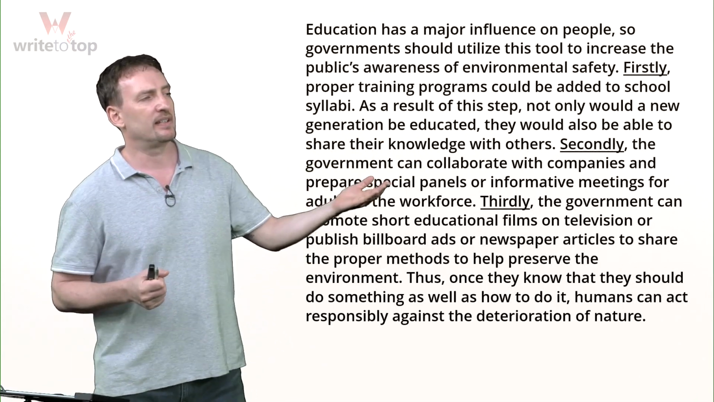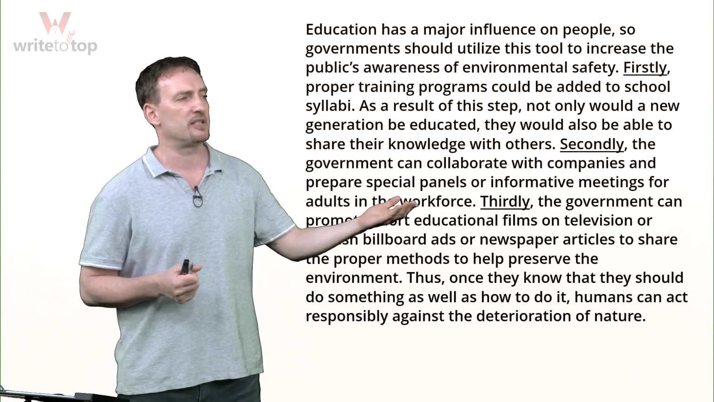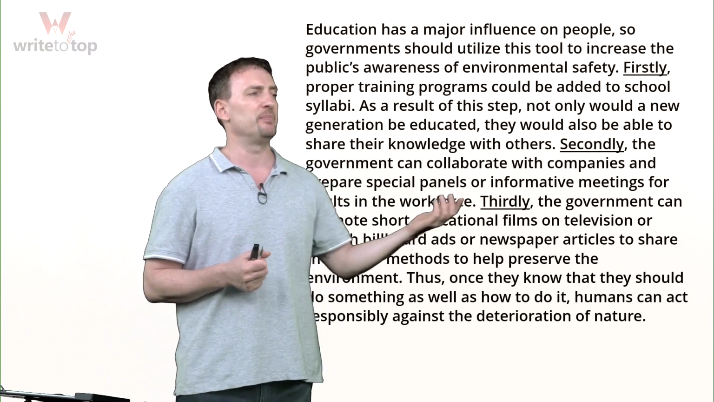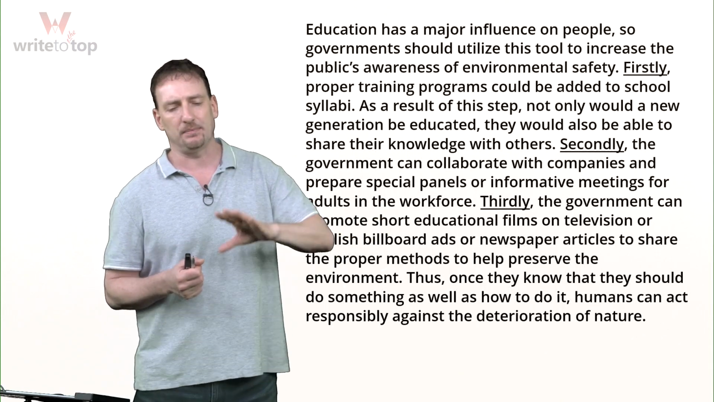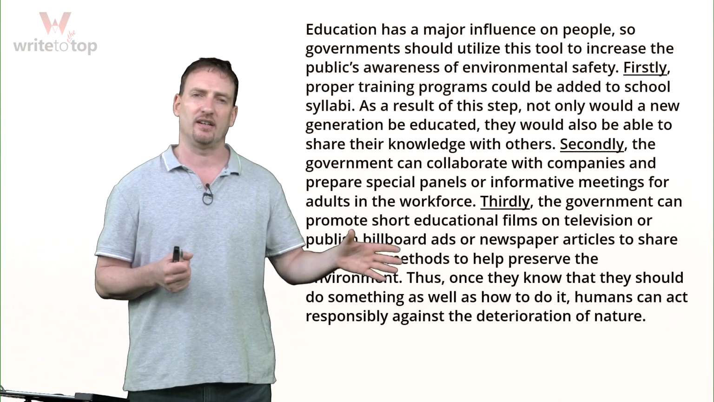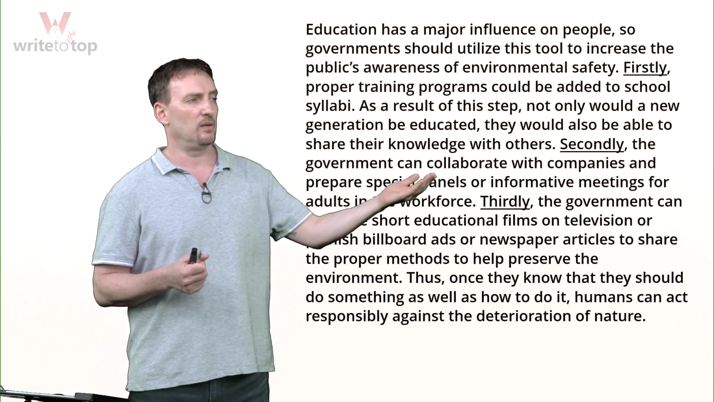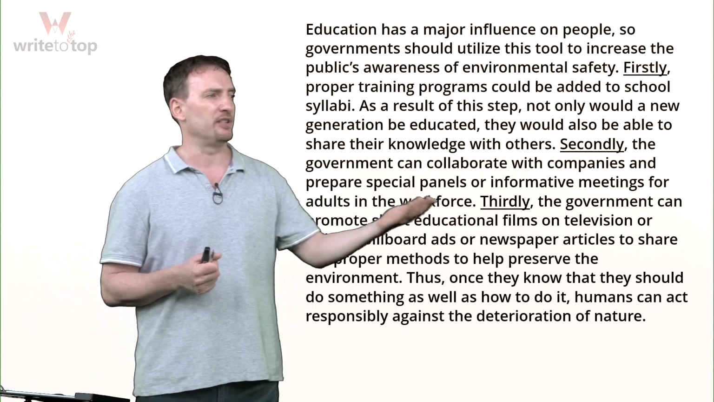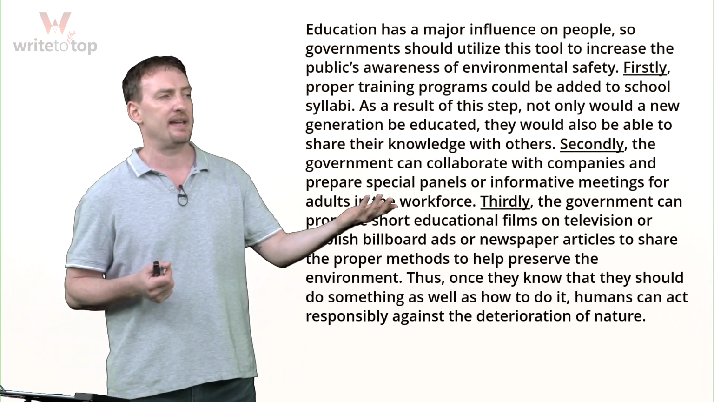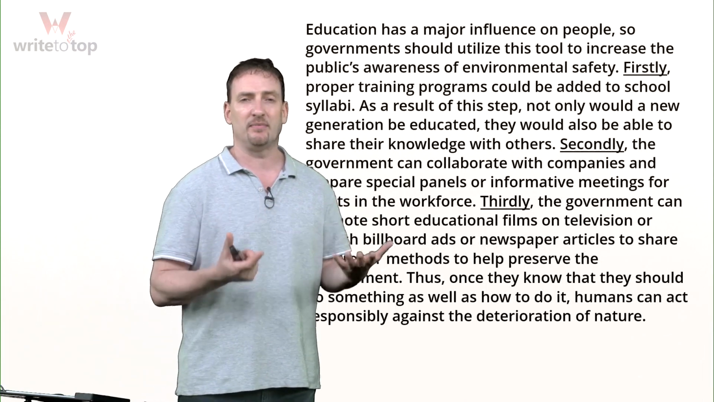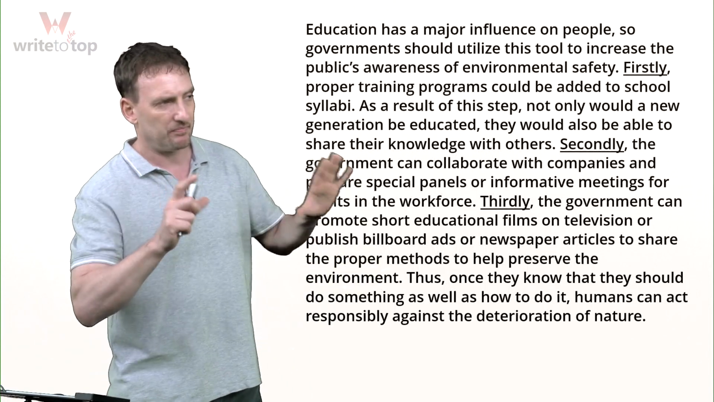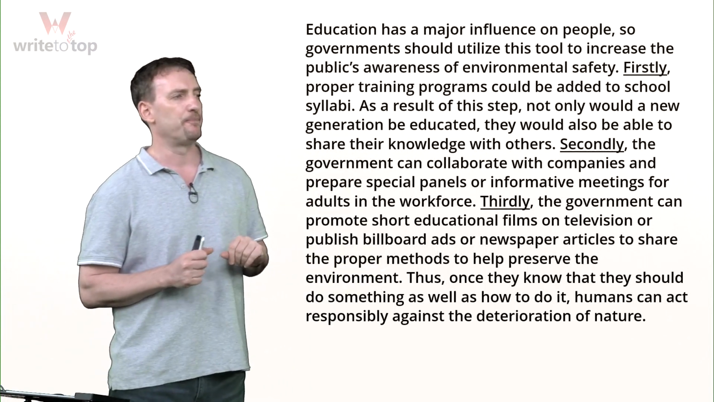"Secondly, the government can collaborate with companies and prepare special panels or informative meetings for adults in the workforce." Same exact idea, except now you're looking at adults instead of kids. What kind of collaborations? What kind of companies? What are they going to do? What kind of special panels? What kind of meetings? You didn't elaborate on anything. You didn't give me an example of anything. Point a little bit weak.